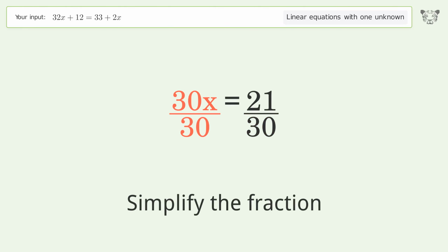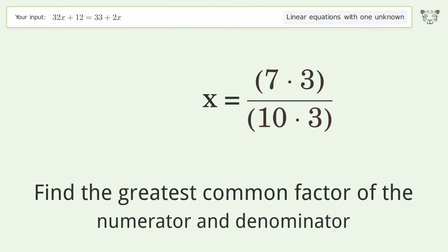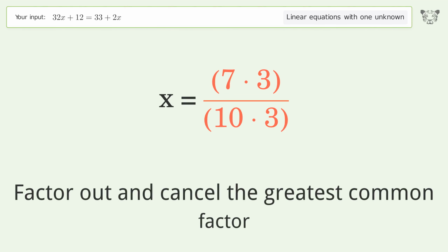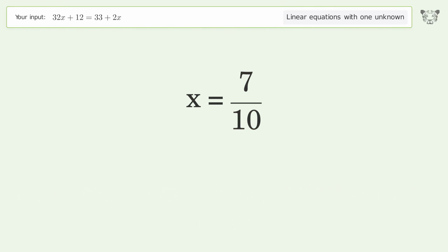Simplify the fraction. Find the greatest common factor of the numerator and denominator. Factor out and cancel the greatest common factor. And so the final result is x equals 7/10.